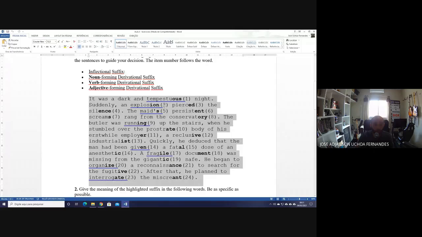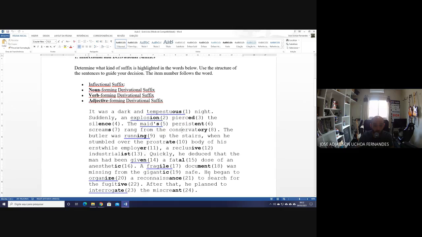We have a text here, and in this text, we have some suffixes in boldface type and a number, which is the number of the item. When you solve, you put there number one. This suffix is derivational or inflectional. Make a choice. If it's derivational, what kind of derivational? Noun forming, verb forming, adjective forming, adverb forming. You see, what kind of word class does it produce? So this is the first task, I'd say.